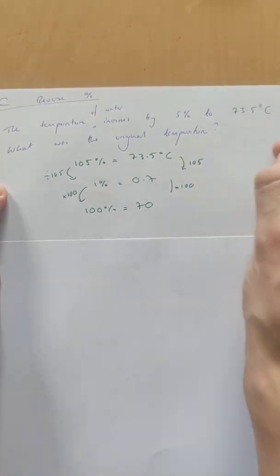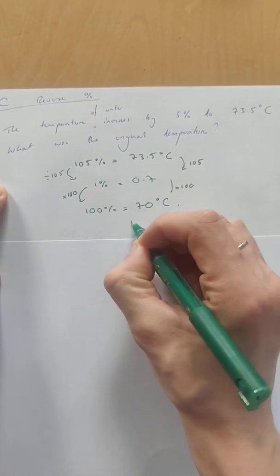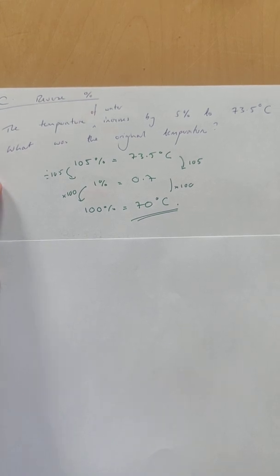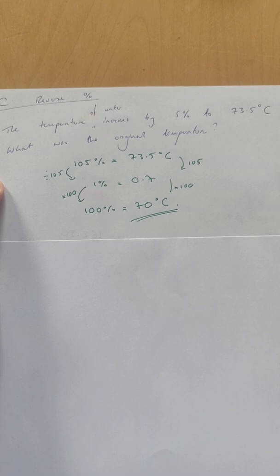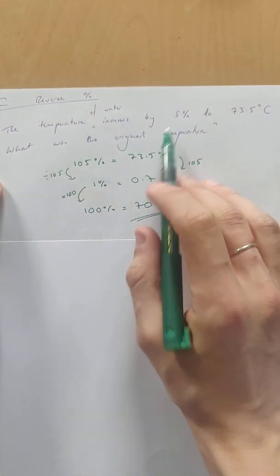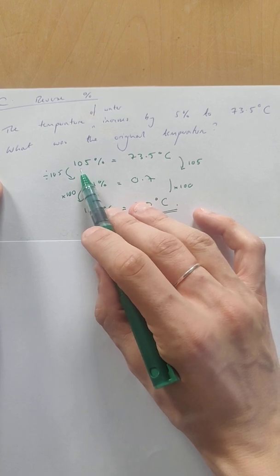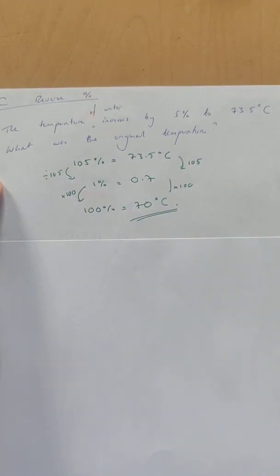So 70. Now we've got context: 70 degrees C. Final answer. The key thing here is to get this bit right. If you got this bit right, the division and then multiplication is nice and easy. Go down to 1%, go back up again. If this had decreased by 5%, this would say 95. So we're always going to be referencing 100 originally.